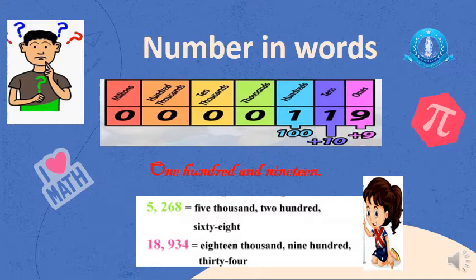Let's see one more example. Look at the example: 18934. 4 is on the place of 1. 3 is on the place of 10. 9 is on the place of 100. 8 is on the place of 1000. And 1 is on the place of 10,000. So look at the number. 1 is 18,000. 9 is on the place of 100, 18,900. The last two digits we will combine. So 18,934. I hope you understand. So let's move towards the next slide.